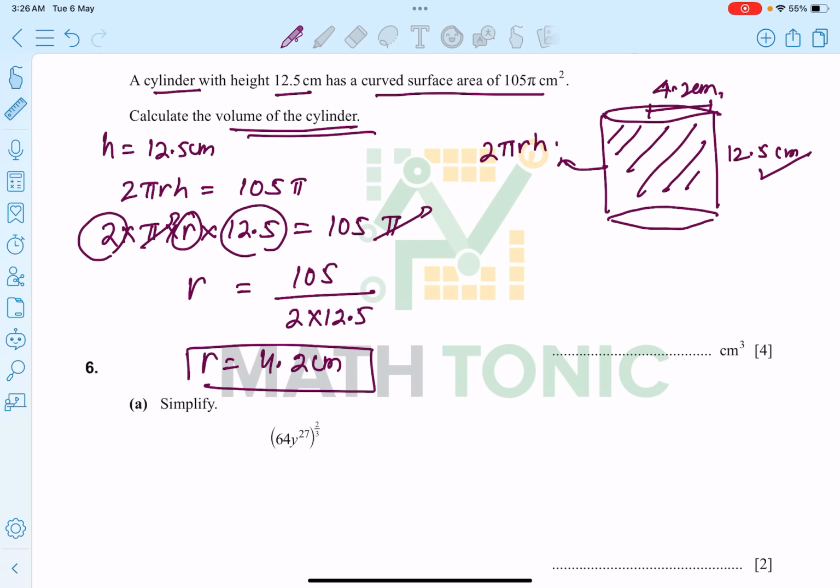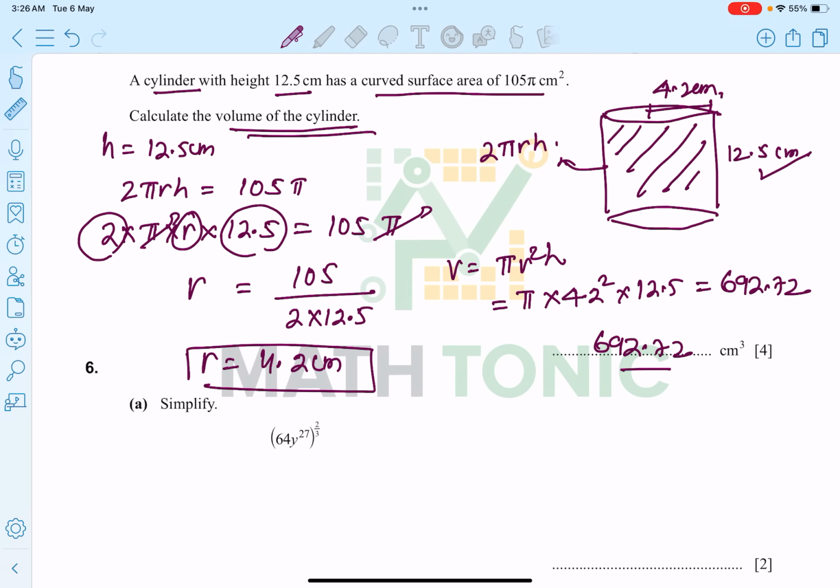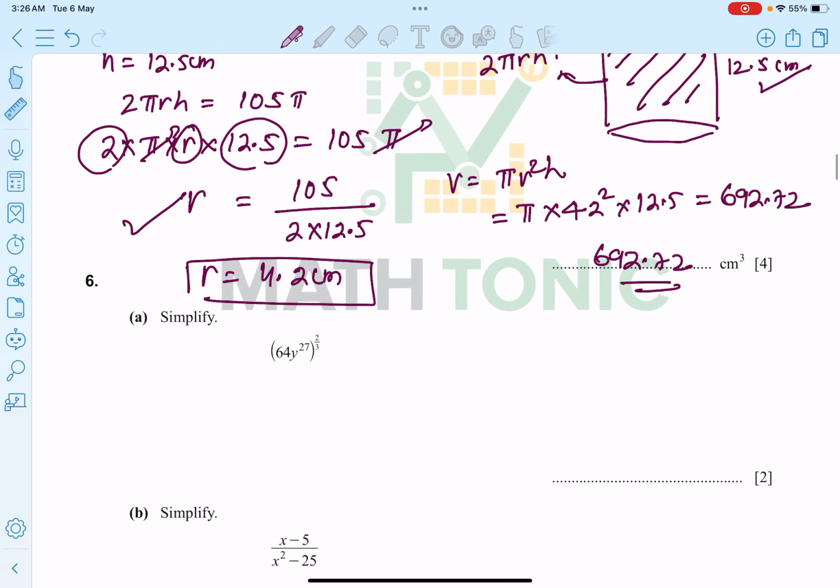Question is, find out the volume of the cylinder. How to find the volume of a cylinder? What is the formula, everyone? It should be v equals to pi r square h. So pi times r, we got 4.2 squared, and height is given, that is 12.5, that equals to 692.72. So we can write down 692.72 centimeter cube. Did you get it, everyone, clearly? Yes, again I'm saying, if I'm going very fast, please pause the video or make the video slower so you can understand properly.